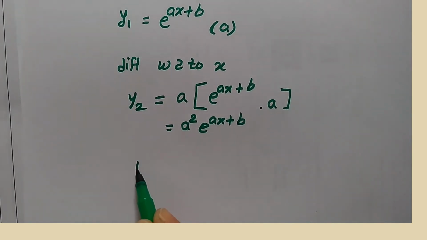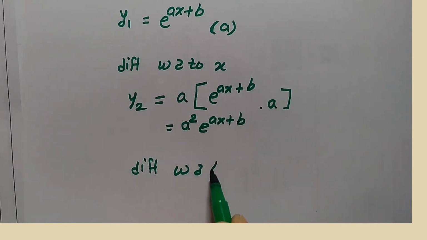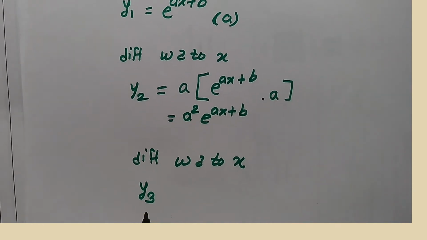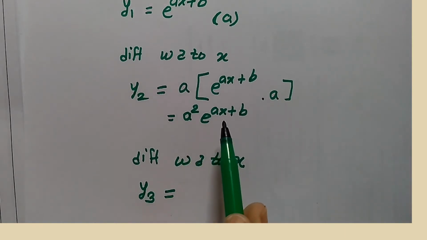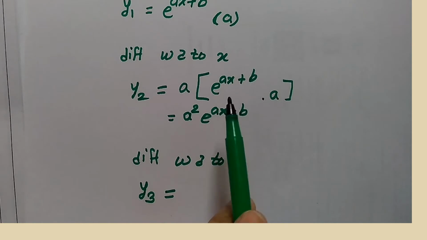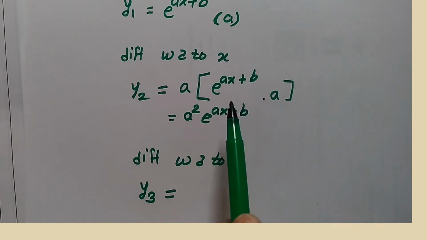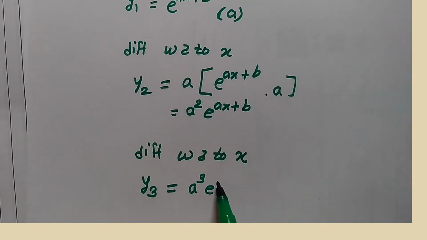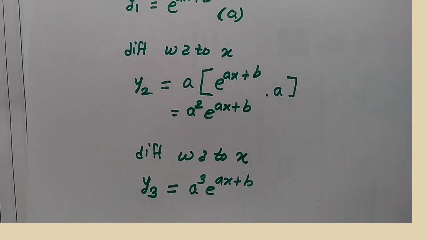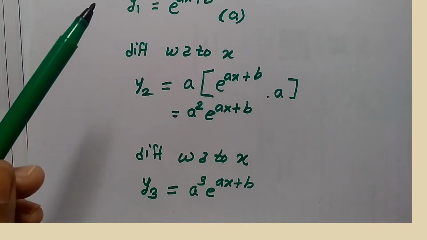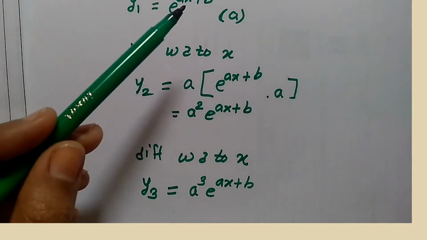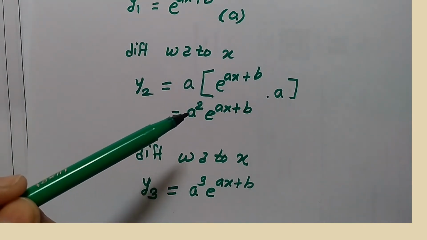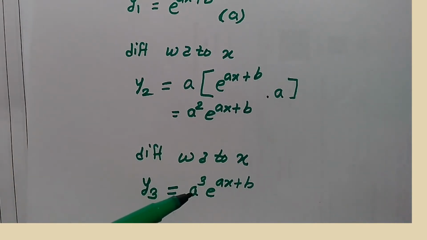In a similar way, if we again differentiate this term with respect to x, then we get the third derivative of our function y, that is y3 equals a square as it is, and the derivative of e raised to power ax plus b is e raised to power ax plus b into a, meaning again we get a in multiplication. So the total is a cube e raised to power ax plus b. Now you have to observe the terms. In the first derivative y1 we get e raised to power ax plus b into a. In the second derivative we get a square into e. In the third derivative we get a cube into e.